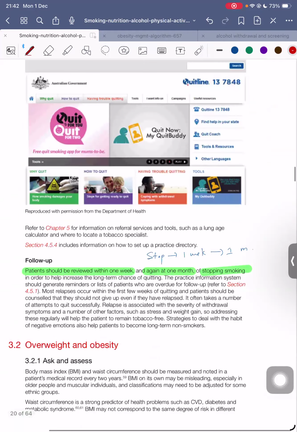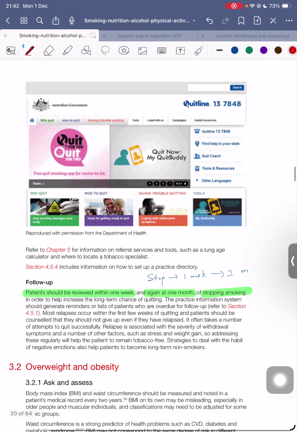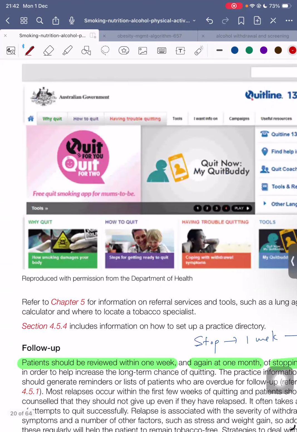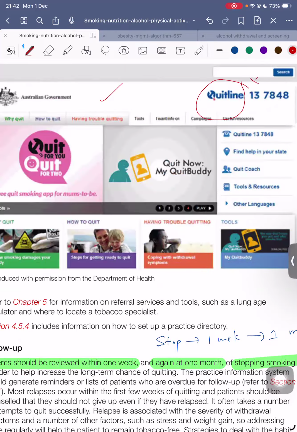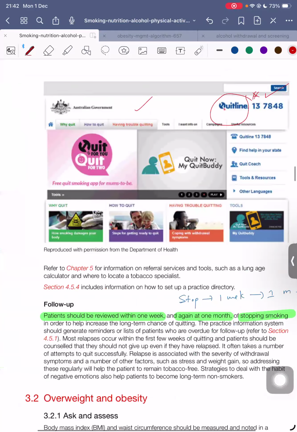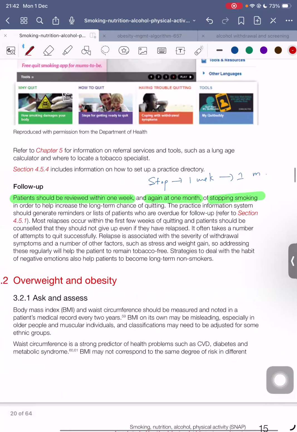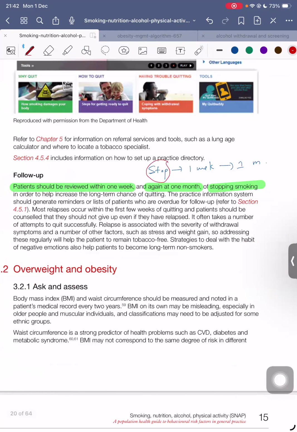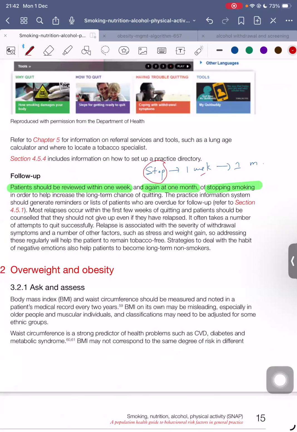And then you have to remember what I told you about the quit line, the quit line medical service, caller service. Follow up: after stopping smoking, the patient has to follow up within 1 week, then within 1 month. Remember this: 1 week, then 1 month. That's all for smoking.